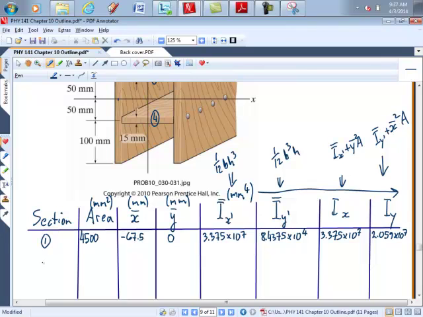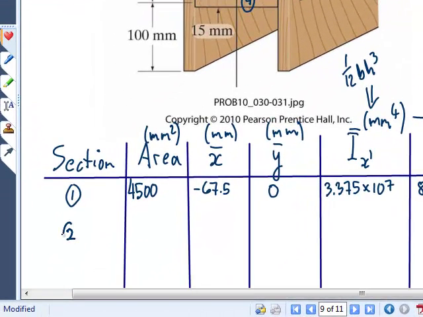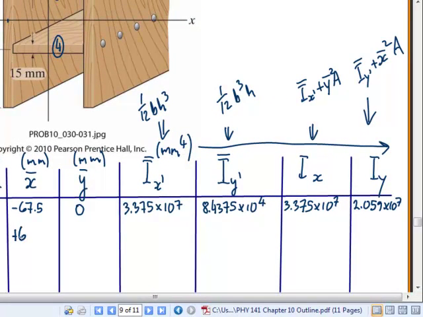Okay, second one is going to be very easy. Second one is the other side, so its area is going to be the same. Its x bar isn't the same, but it's the same magnitude in the opposite direction. So it would be plus 67.5. Y bar is the same, which means all of these other values are going to be the same because the x bar gets squared anyway.